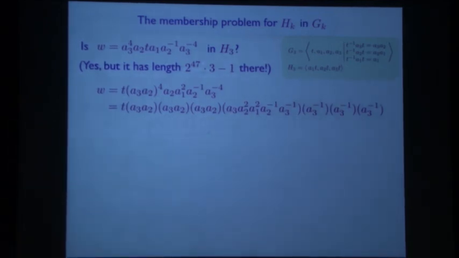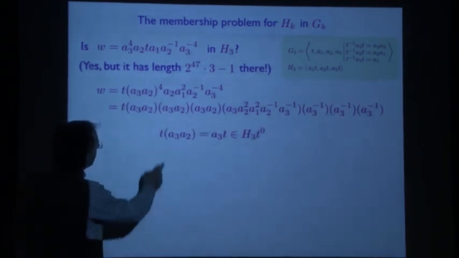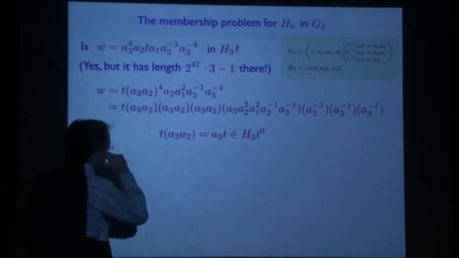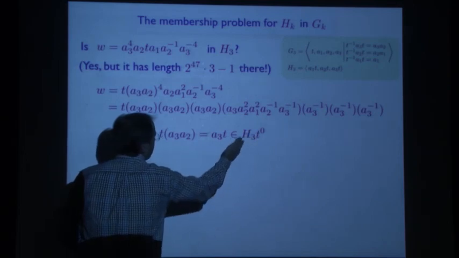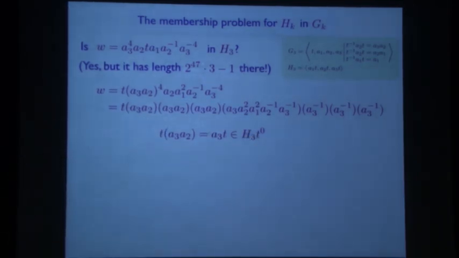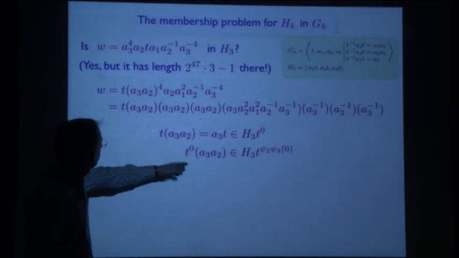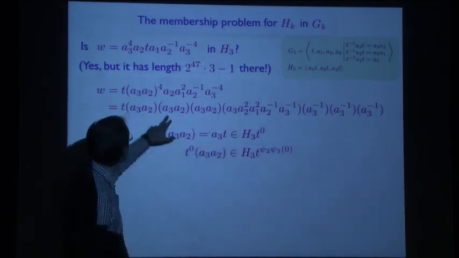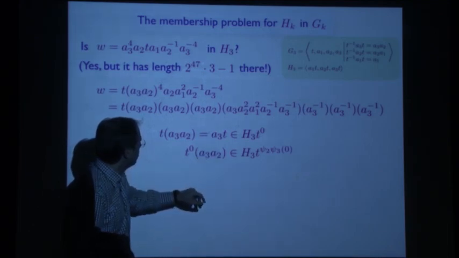And we try and push through one at a time, but we're not going to write down exactly what words we get. So t times this one. Well, that turns out to equal that, which is an element of H_3, so in other words, H_3 times t to the 0. So that's not difficult. Now try and push t to the 0 through the next piece. So t to the 0 times a_3, a_2.